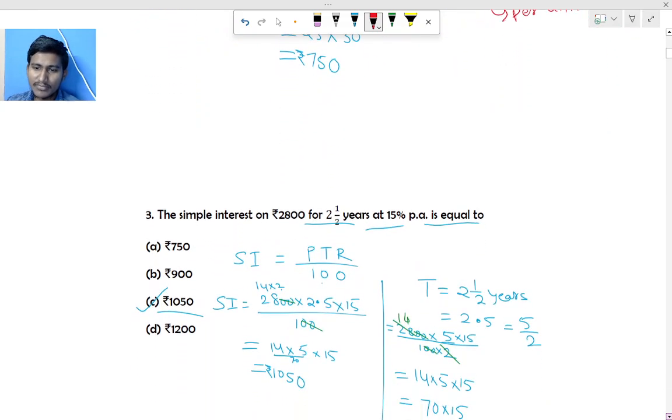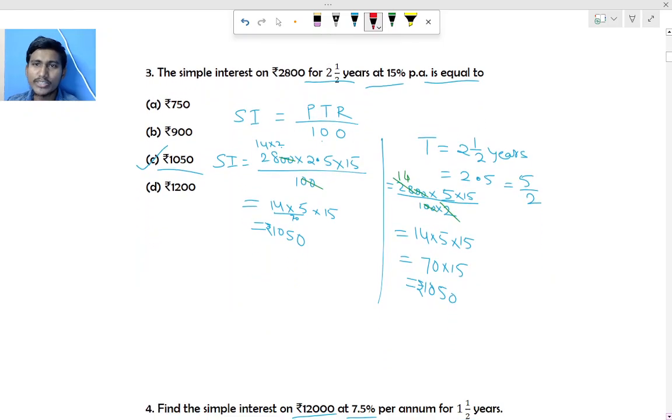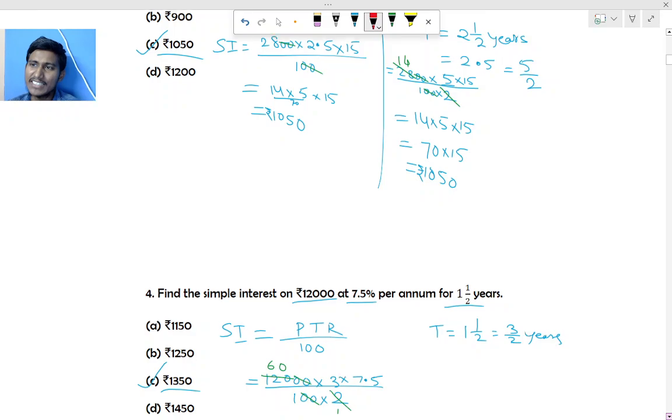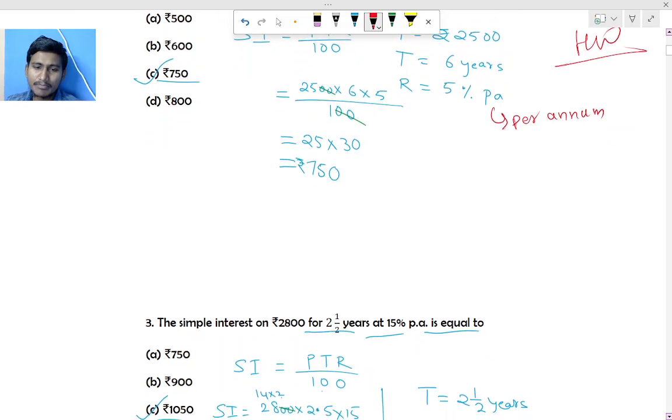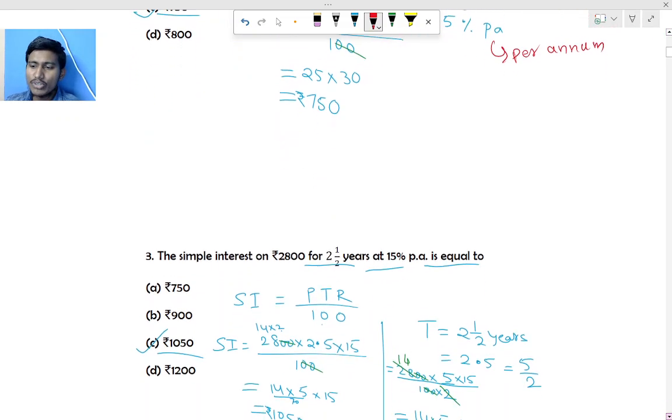Okay na? Now let us do the next question, the third question. The third question is very easy. If you see here, what is the answer here? The question is what?